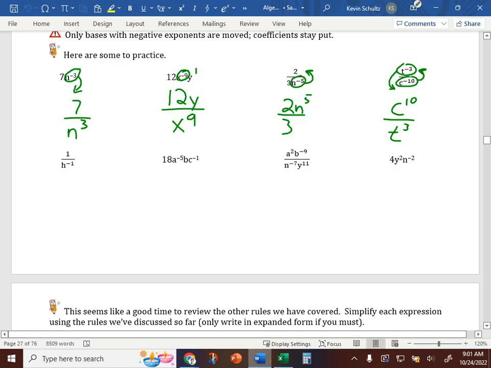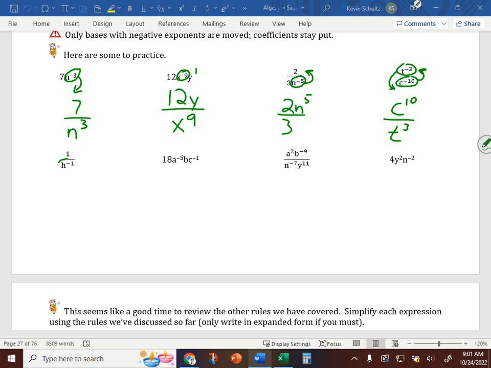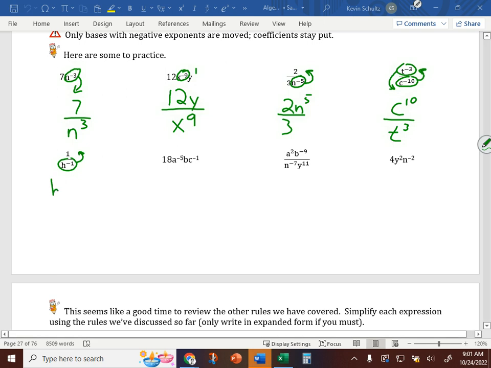Okay, so 1 over h to the negative first. Who wants to share the answer they got for this one? 1 over h to the negative first. What does that simplify to be? Izzy? Sure. You could move this h to the negative first up to the top. So you get h to the first. You're left with a 1 in your denominator.